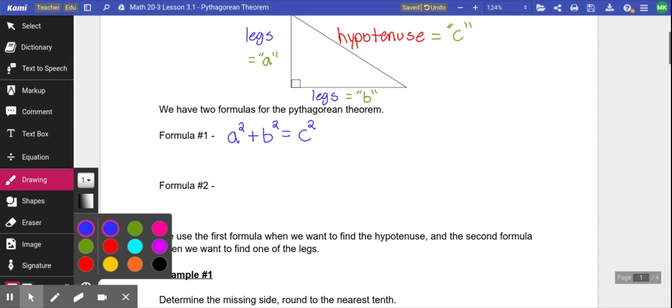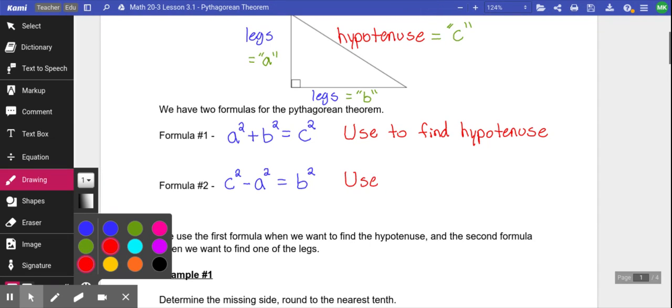The second formula is the first one but rearranged. So it's C squared minus A squared equals B squared. There's two formulas for two different situations, right? The first situation, we use this one to find the hypotenuse. The second situation, we use to find a leg.